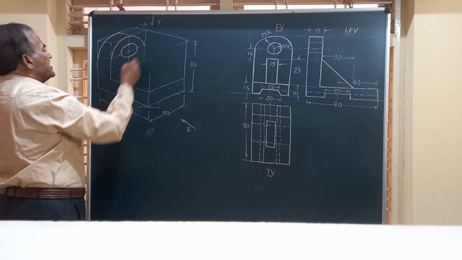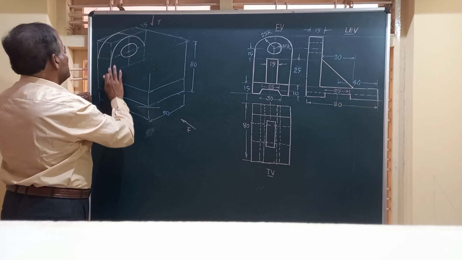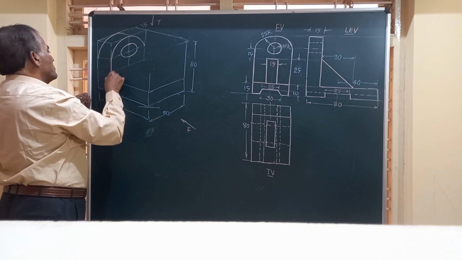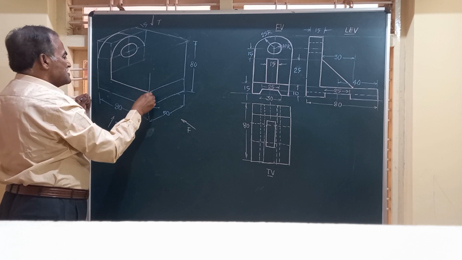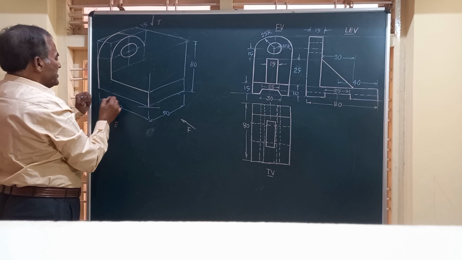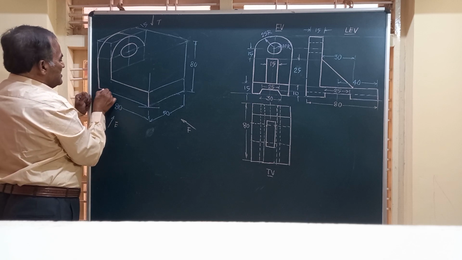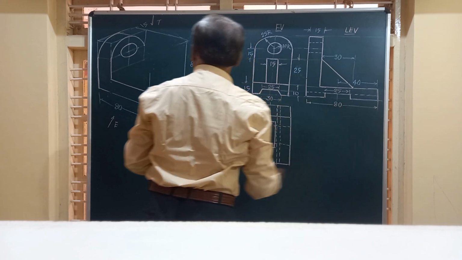So let me complete this part first. So I will extend it downward with whatever the height they have given. This I will extend this part, again a vertical line from here, friends. And here, friends, if you observe in the end view, there is a rectangular slot.